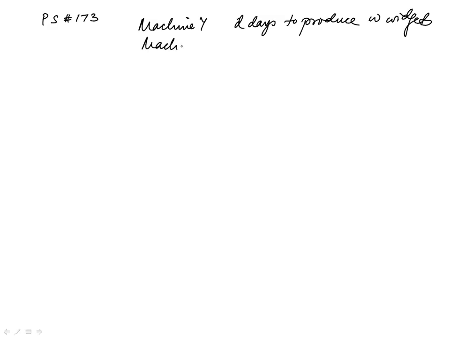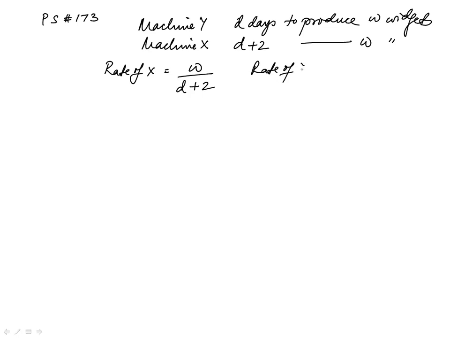So in this problem, let's assume that machine Y takes D days to produce W widgets. And the problem states that machine X takes 2 days longer to produce the same number of widgets. So D plus 2 days to produce W widgets. And so the rate of machine X is going to be W over D plus 2. Rate of Y is going to be W over D.